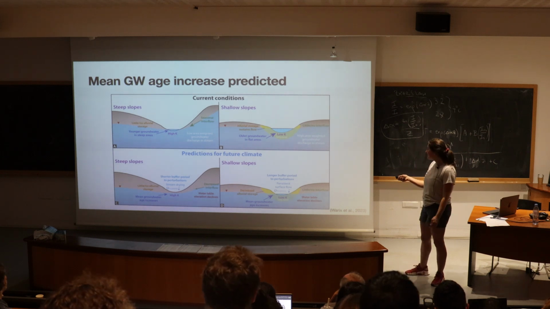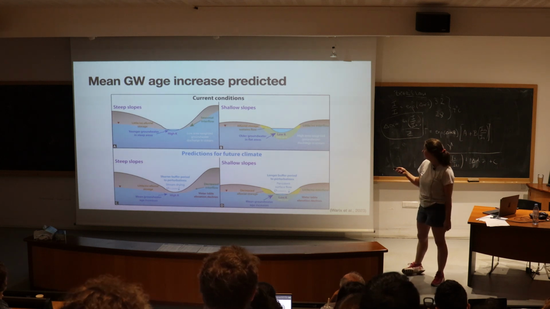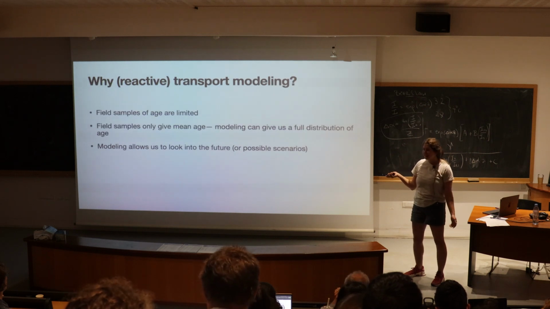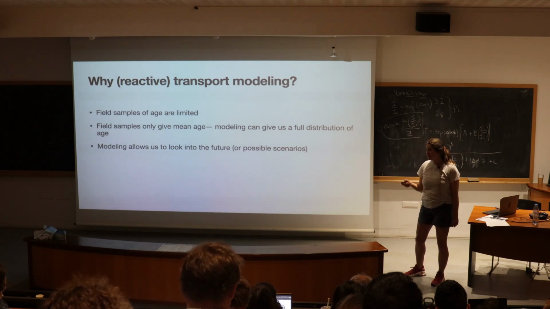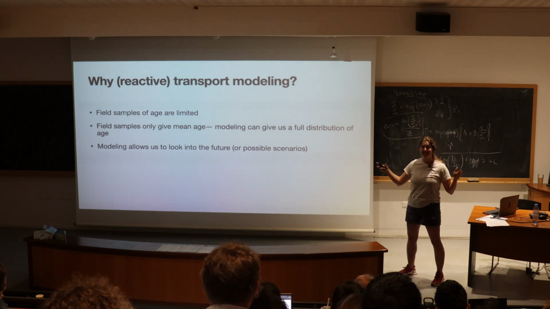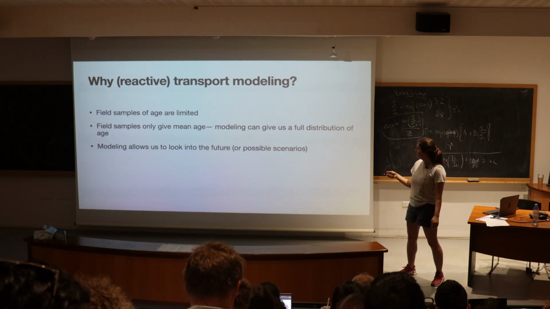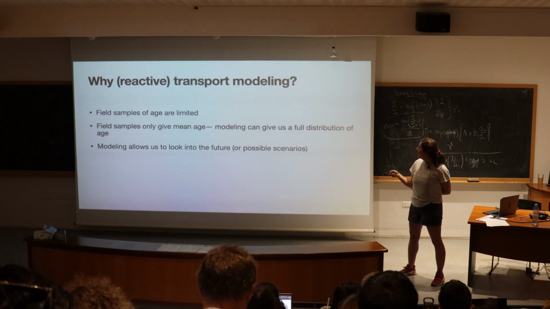And so to me this makes sense, but I want to use numerical modeling as a tool to explore these hypotheses further. I'm using modeling because field samples of age, and just field samples in general, are limited, as we know. At best, field samples can only give us an estimate of mean age, whereas modeling can give us a distribution, right? We can output whatever we want. We could get mins, maxes. We can look at different things that we can't with field data. And then obviously modeling allows us to look possibly into the future at different scenarios.